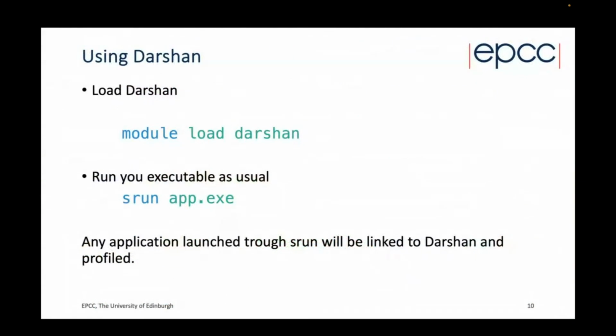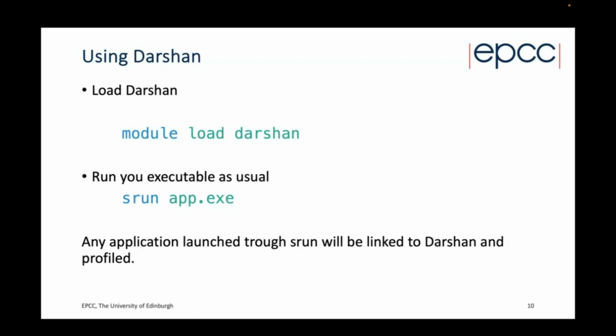So Darshan is already installed on ARCHER2, and it's not difficult to install, but we will not go through the installation process. On ARCHER2, all you really need to do is to load the appropriate module. So you just load the Darshan module. Then all you need to do is to run your application with srun as usual. Behind the scenes, the application will be linked with the Darshan library, and Darshan will, in the background, intercept all I/O calls and save all the tracing information to a profile file.